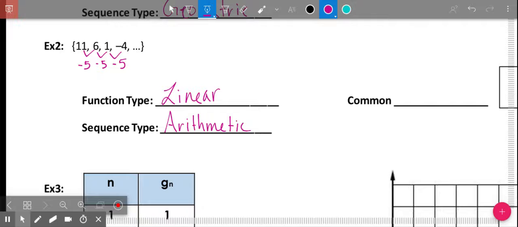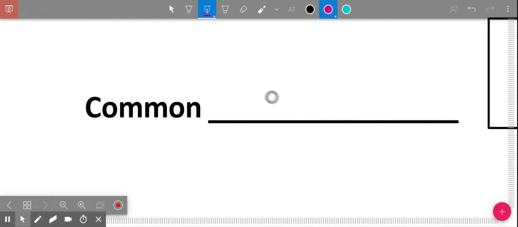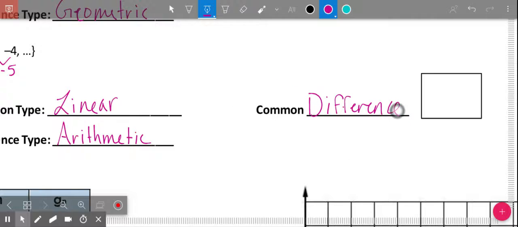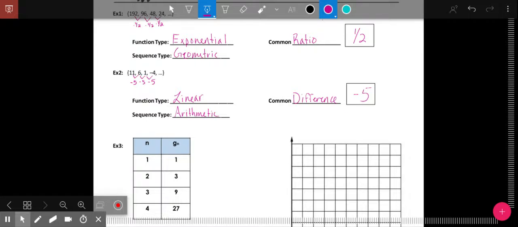Now, anytime we are adding or subtracting, we're looking for our common difference. If I look at this, we're subtracting 5 each time, so my common difference should have been -5. All right, if you have questions about those two, make sure you let me know.